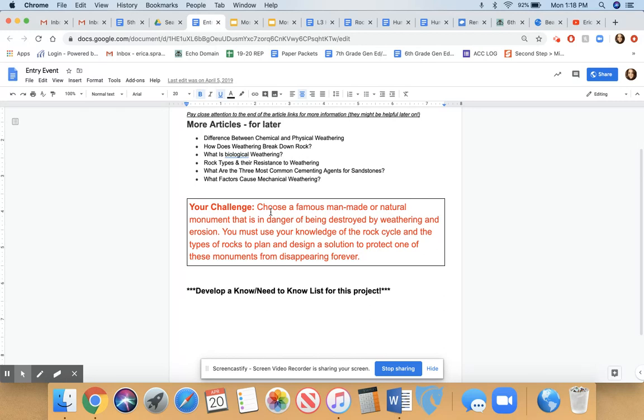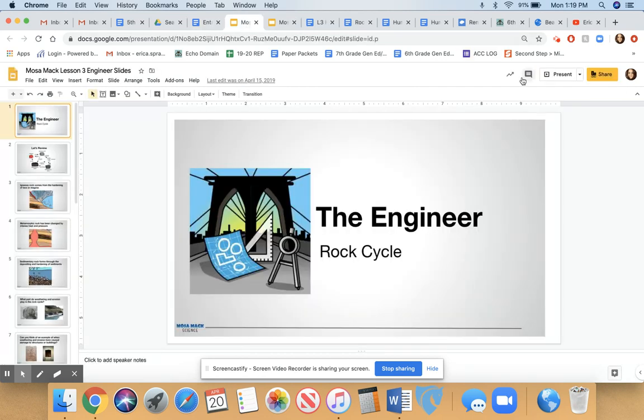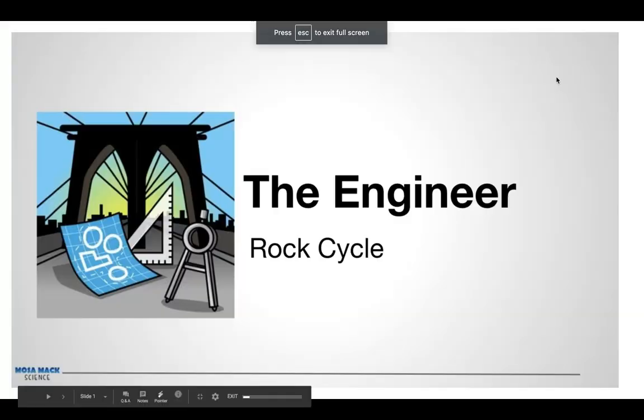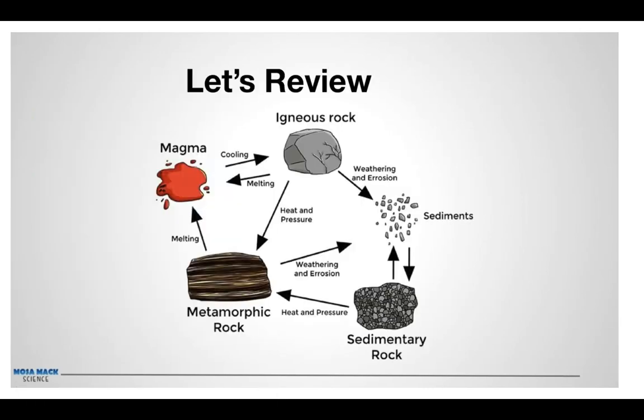So you're going to find that different rocks have different qualities. Some of them are more susceptible to weathering and erosion. Some are made of much stronger crystals of different minerals. And so you'll need to do quite a bit of research on your monument before you design a way to save it. So back to the slideshow. Let's go ahead and go through this together. These slides are linked in Echo if you'd like to go through them one by one.